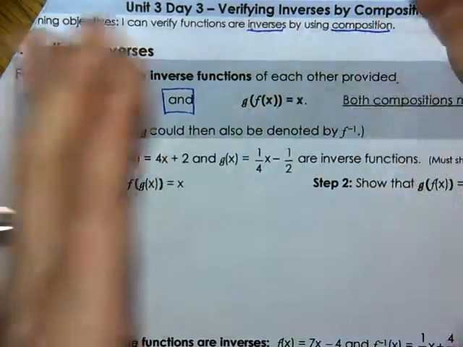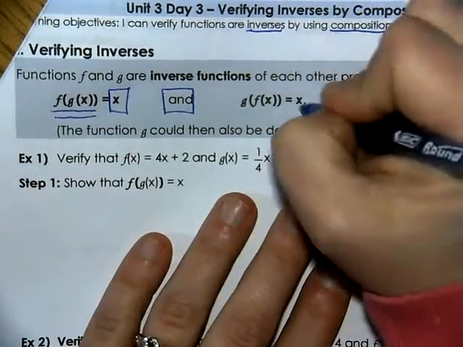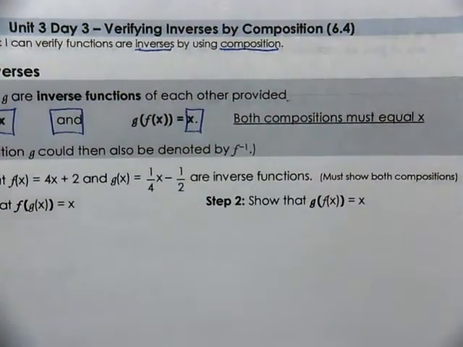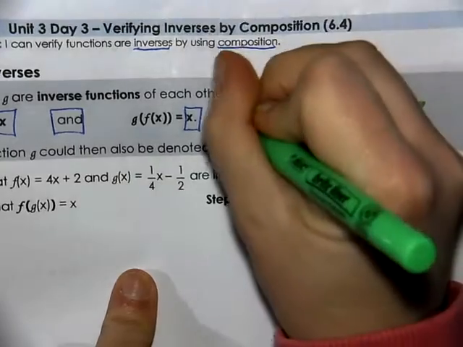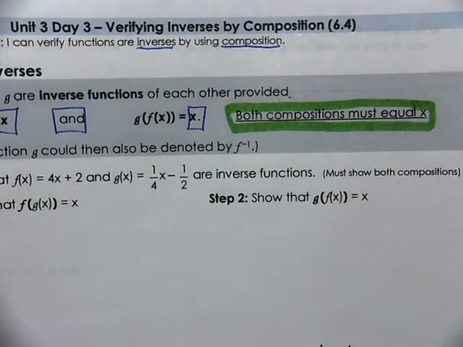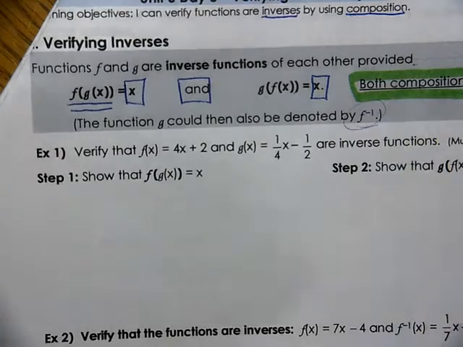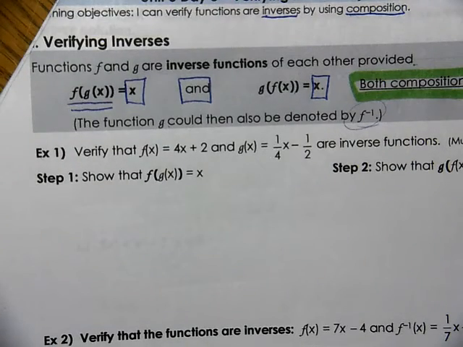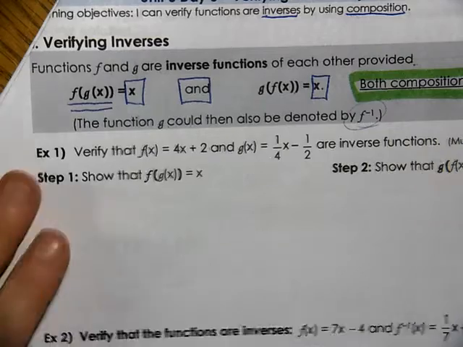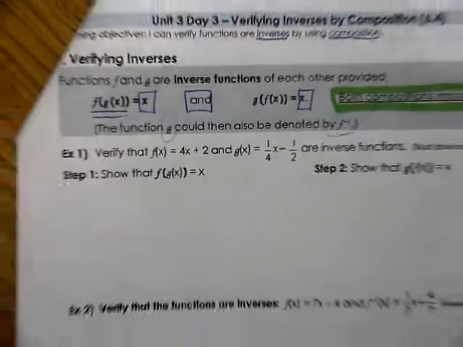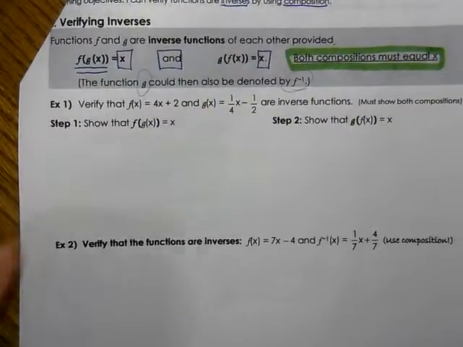And you have to do both. When you do g of f of x, when everything is all simplified down, it also equals x. Both compositions must equal x. If both compositions end up equaling x, then they are inverses of each other. Now, please note that g could also be f inverse of x. So I just want you to be aware that sometimes you might see both notations, g and f inverse of x.